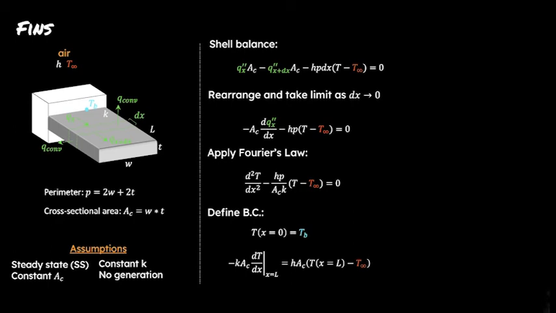Hence, we have minus K times A sub C times the derivative dT dx evaluated at x equals L. That's the conduction that comes into that face defined by T and W. And on the right-hand side, we have H times A sub C times T evaluated at x equals L minus T infinity. This is the convective heat loss at that face defined by T and W.